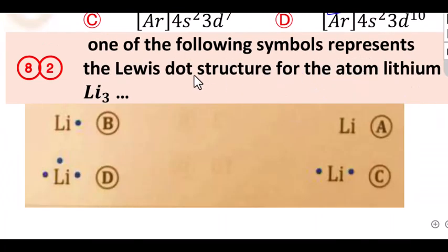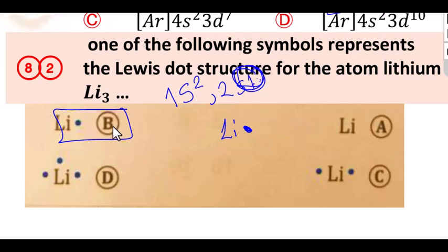Which of the following symbols represents the Lewis dot structure for the atom lithium? Lithium has 3 electrons, so 1s2, 2s1. For the dot structure, take the valence electron, the electron in the outer level. Here there is only 1 electron, so lithium has 1 dot. The answer is B. Valence electron.